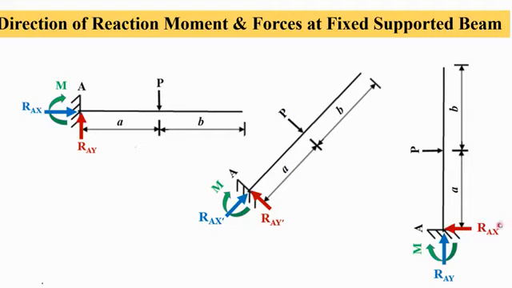And if it is vertical, similar thing. RAX in the x direction, RAY in the vertical direction, and moment. Say in three cases, RAX and RAY have changed their direction, but the moment, whatever we look at, is only considered whether it is clockwise or anti-clockwise. In all three cases, I have assumed clockwise. You can assume anti-clockwise also.